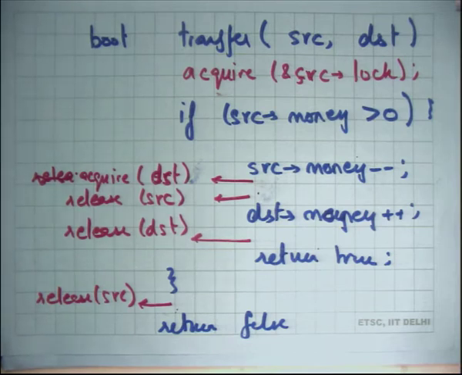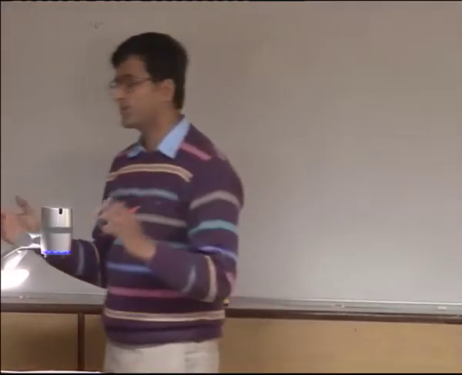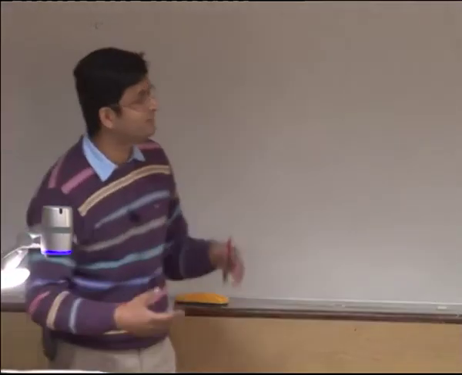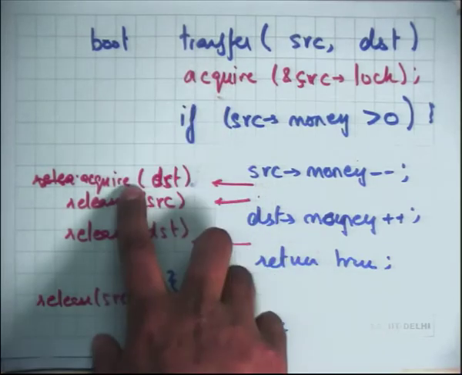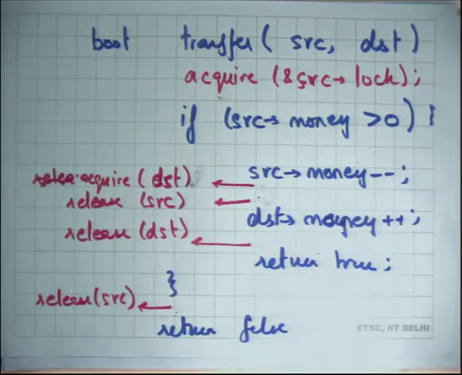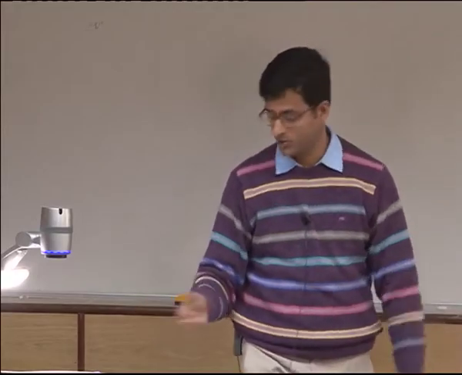Let's see what can happen. Sir, in this case, if source and destination are the same, then we might not be able to acquire the second. Okay, so if the source and destination are the same, then you can see a problem. You acquire the lock and you try to acquire the same lock, and what happens? The thread deadlocks. It will never be able to acquire the same lock twice. That's the abstraction of the lock. If the same thread calls acquire twice, it just deadlocks. It will never be able to proceed.